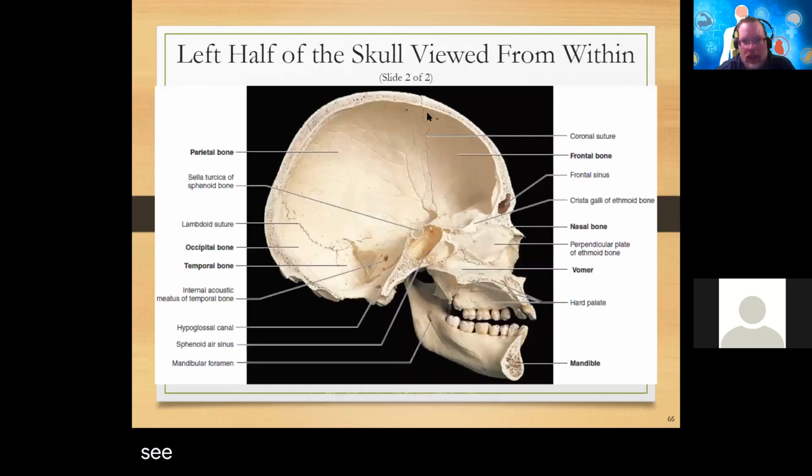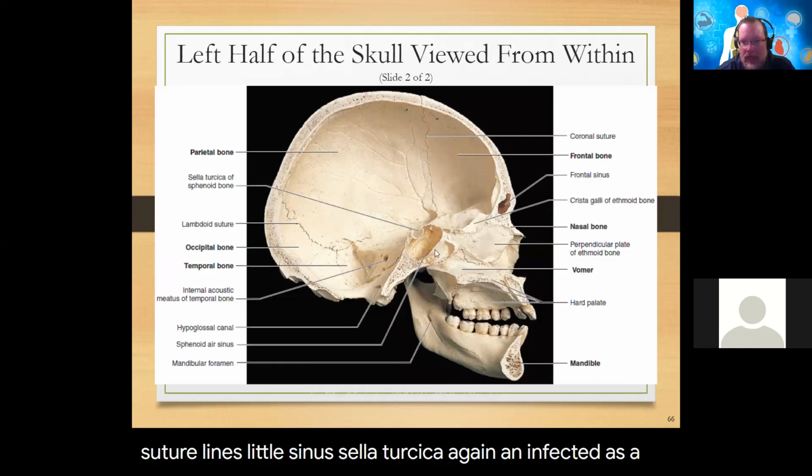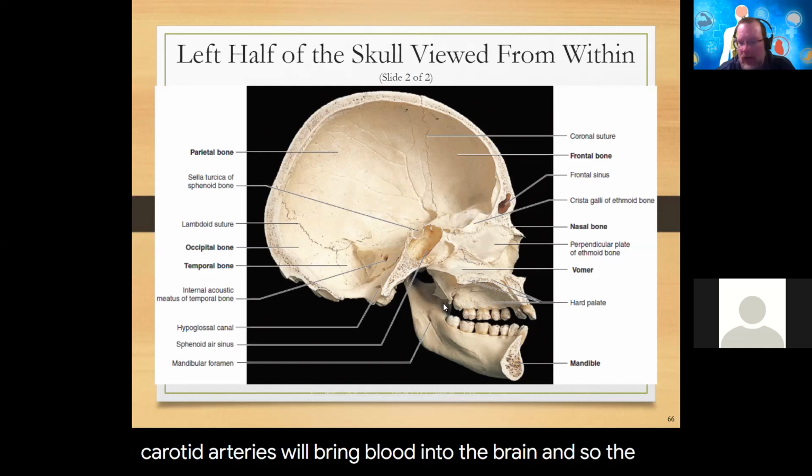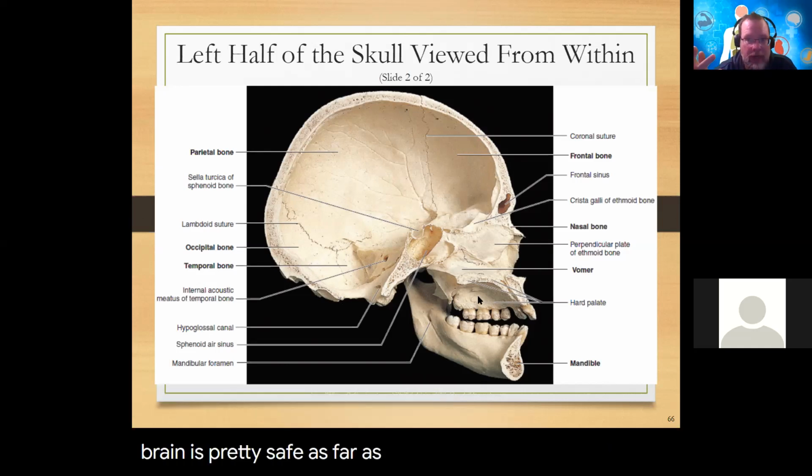You can see all these lines. There are the suture lines, big, deep, jagged suture lines. The sphenoidal sinus, sella turcica. Again, a bad sinus infection back here could potentially lead to some serious problems with the brain. Thankfully, we do have this blood-brain barrier, and this little foramen here and a couple other little foramen where the carotid arteries bring blood into the brain, so the brain is pretty safe as far as infection. Of course, it does happen. This is maybe one pathway we could see why.